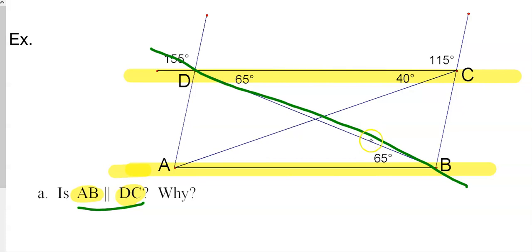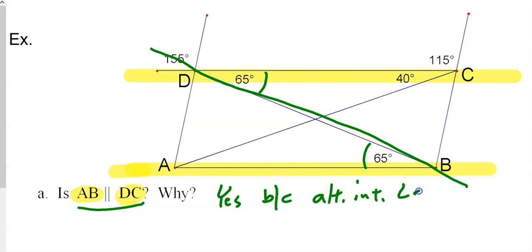If we do take a look at this one transversal, I just happened to erase it. There is an angle we can look at. It's not the 155 though. It is the alternate interior angles. So yes, because alternate interior angles are congruent. And again, make sure you say what about those alternate interior angles make that true.